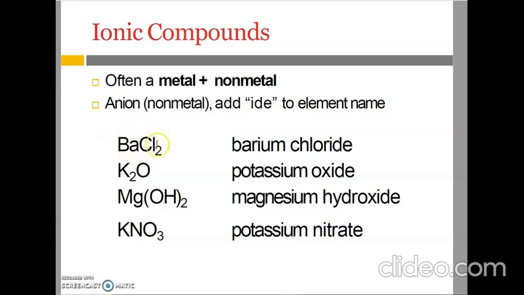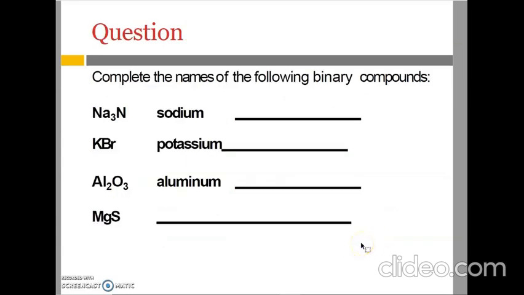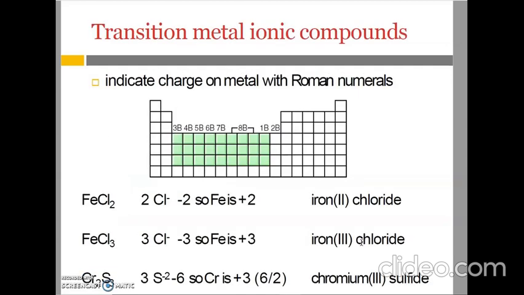When we name it, the name of the metal stays the same, barium. For chlorine, since this is an anion, we need to add IDE to the element name, so it becomes chloride. Potassium oxide, magnesium hydroxide, potassium nitrate. So these are some examples. Please complete the names of the following compounds and then you can discuss together with your lecturer.